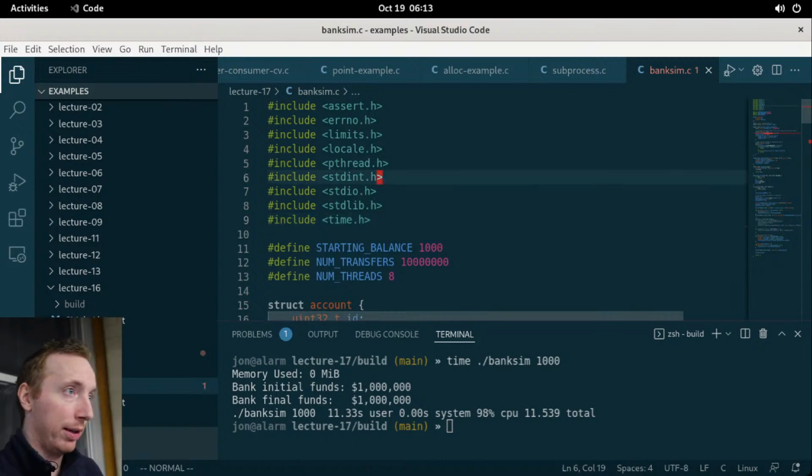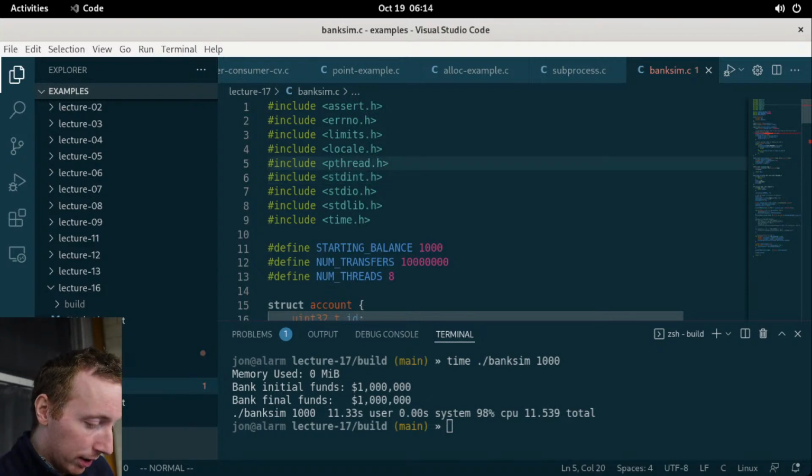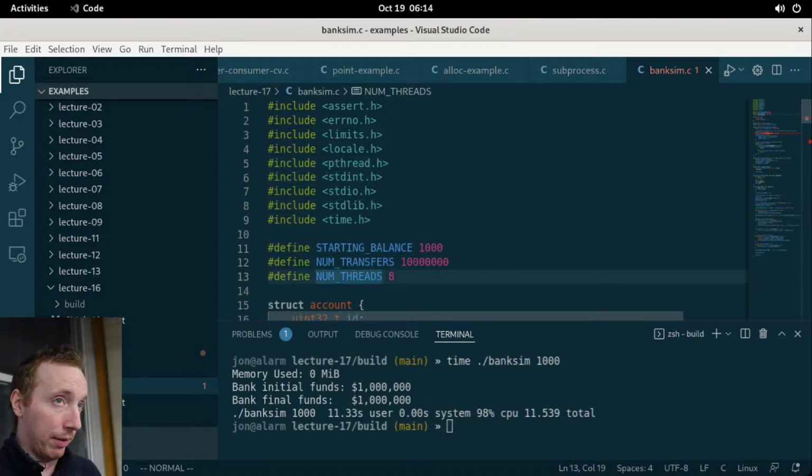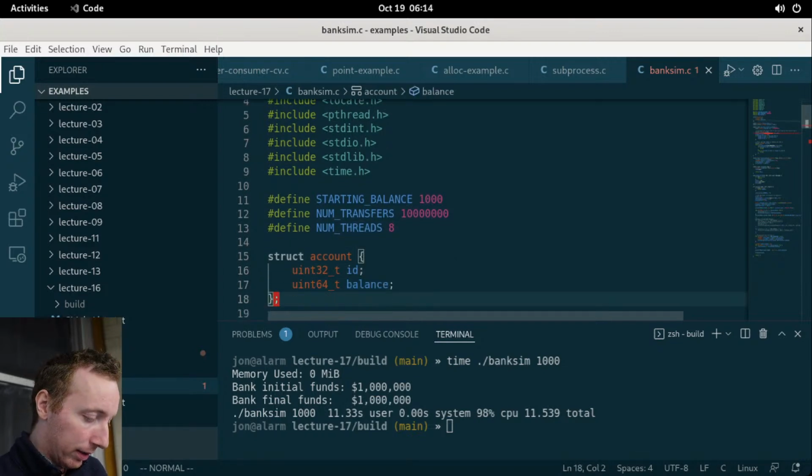So let's read the code. For those coming in, we are running a bank. We have a bunch of accounts that have money, and we're simulating 100 million transfers between 2 accounts. Let's look at the code. There's a starting balance and number of transfers, and we're going to make this threaded, so that's why I have it defined for that, and I'll use it later.